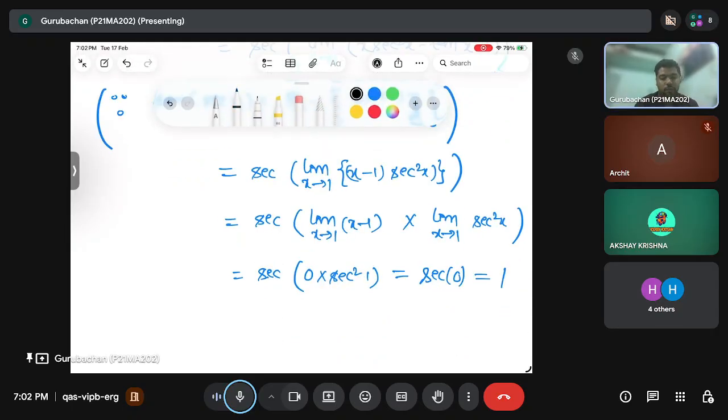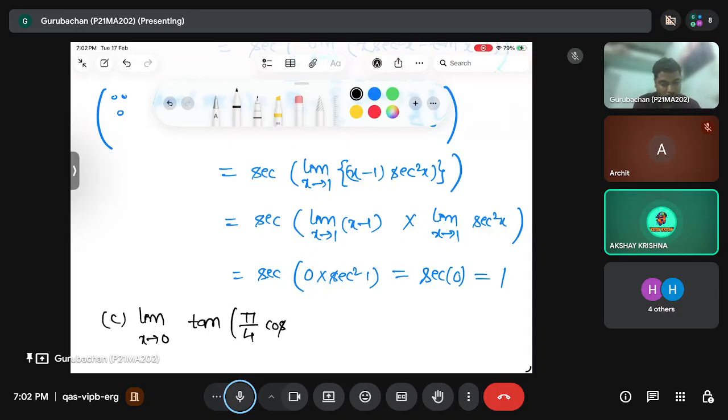Now the next part is limit. Sir, instead of that, can we just split that in the earlier one, like sec square and tan square? Then 1 by cos square, and sin square by cos square. Like that formula, can we use it? Yeah, you can do it. Okay, sir.